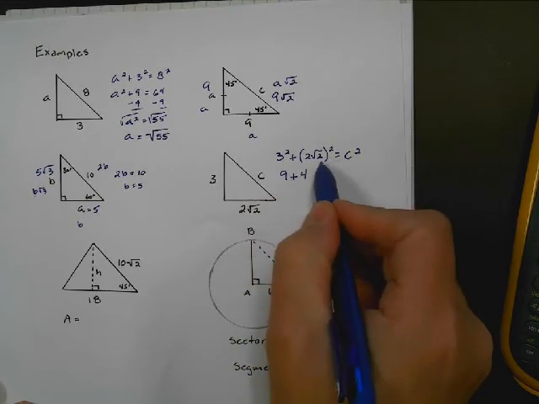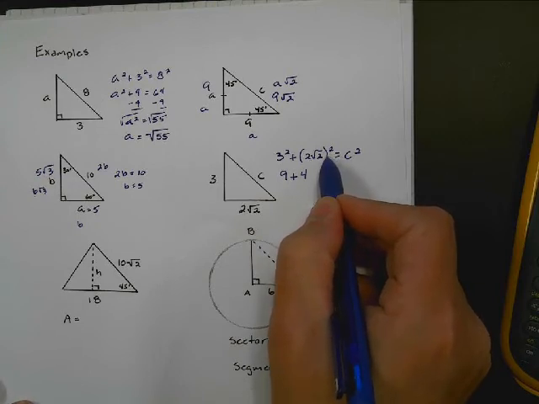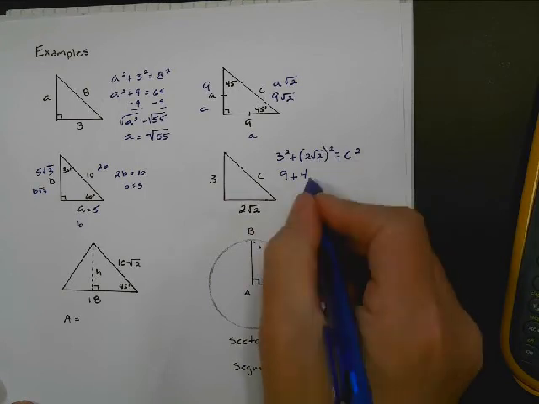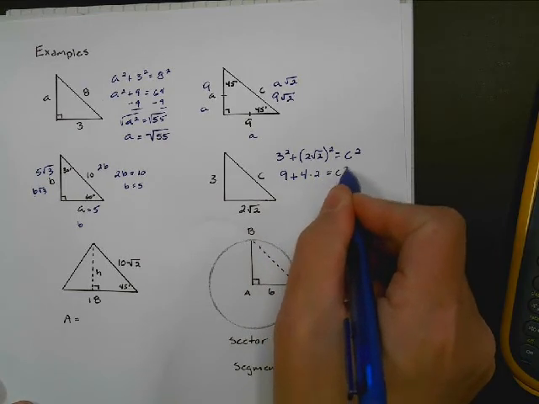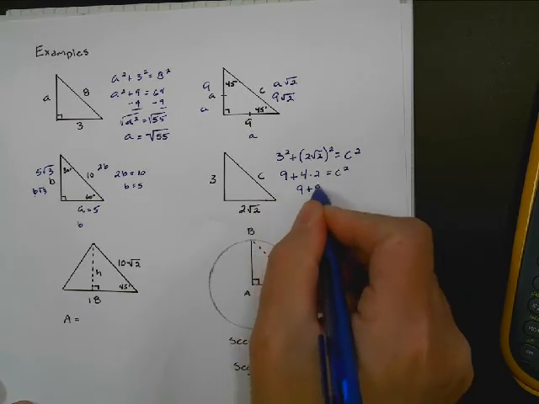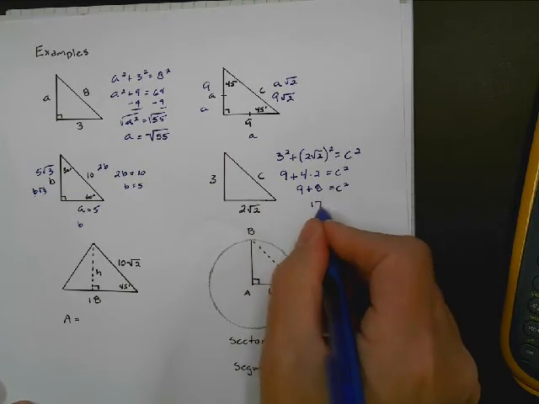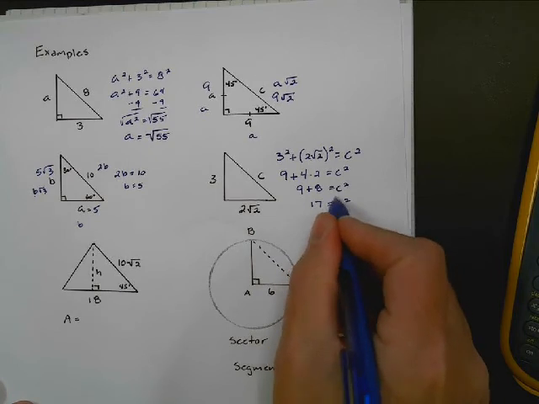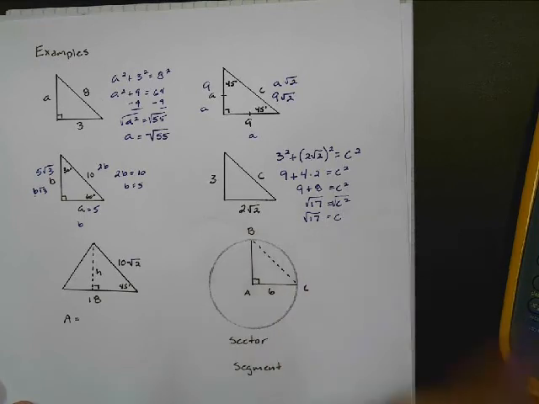Now I already told you that square roots and squaring were opposite operations, like they undo each other, right? So anytime you square a square root, the square root just goes away. So the square root of 2 squared is 2. So this is 9 plus 8 equals c squared. 9 plus 8 is 17. And then we take the square root of both sides. So c would be the square root of 17. There's no perfect squares inside of 17, so that would be our answer there.